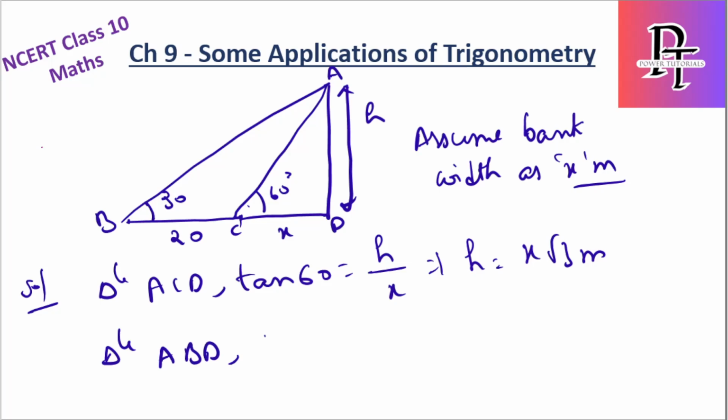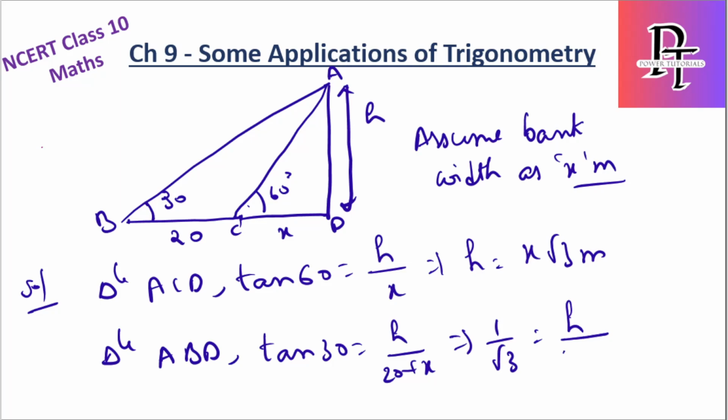Now take the big triangle ABD. If you take this triangle, again tan theta is opposite by adjacent side, so tan 30 will become h by the total length, which is 20 plus x. What is the tan 30 value? Tan 30 is 1 by root 3. 1 by root 3 is equal to h by 20 plus x. If I do cross multiplication, I can say 20 plus x is equal to h root 3.